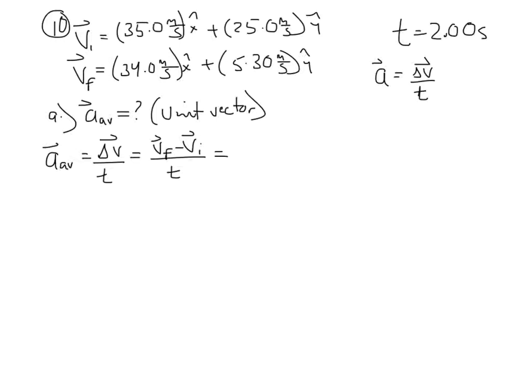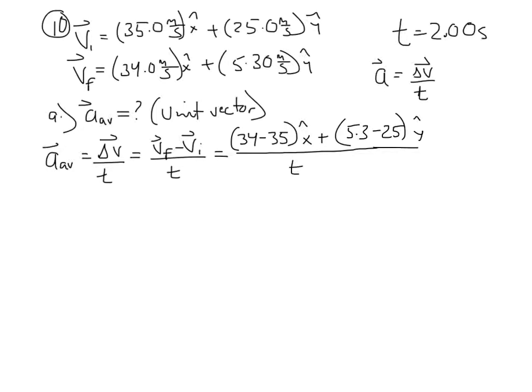So, how would we subtract our unit vectors, final velocity minus initial velocity? That's going to be the final velocity x hat minus the initial velocity x hat, right? So that's going to be 34, I'm going to leave off the 0.0 for simplicity's sake, minus 35 x hat, and 5.3 minus 25 y hat. All that divided by time.